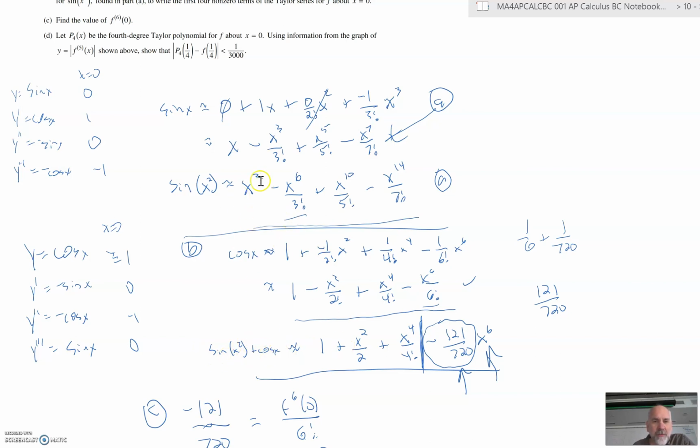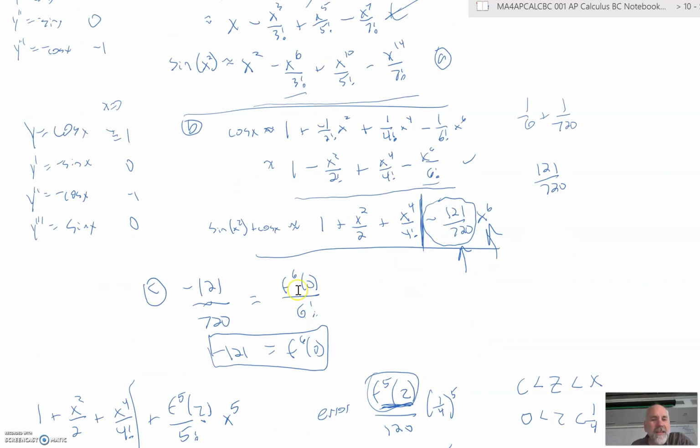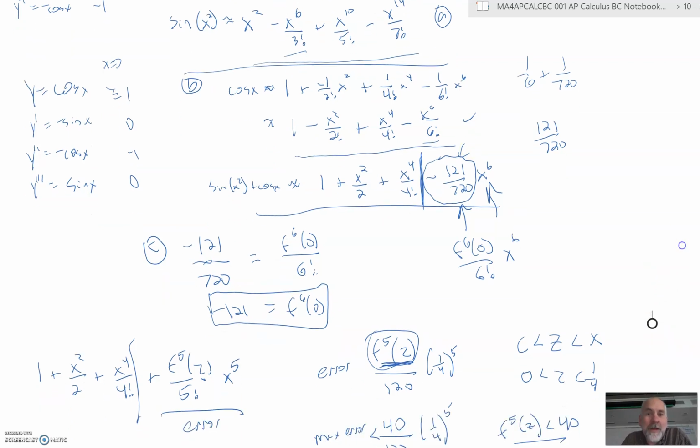Then it asked us for the first 4 non-zero terms when you combine these two together. I was just grabbing terms of low degree. So 1 was the lowest degree, then x squared was the next one, then there was an x to the 4th, and then an x to the 6th, and I stopped there because that was the first 4 non-zero terms. And that was the answer. So now in part C, they asked us, what's the 6th derivative of f at 0? We realized we have the 6th derivative term there, and we know that this expression in the Taylor series is f sixth of 0 over 6 factorial times x to the 6th. So that number right there, negative 121, is the 6th derivative of f at 0. And we didn't have to do any work.